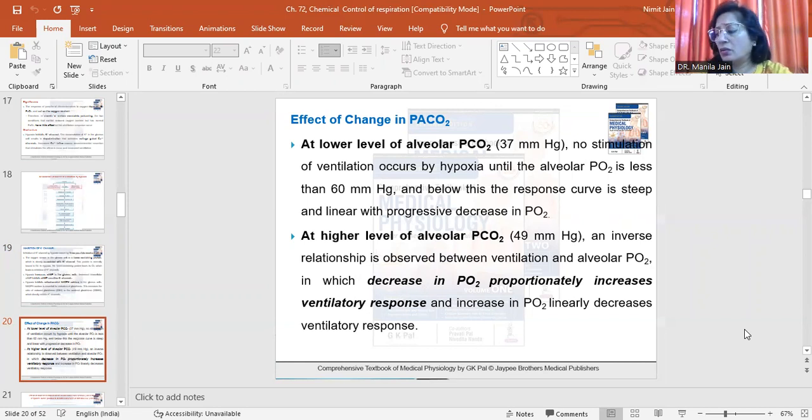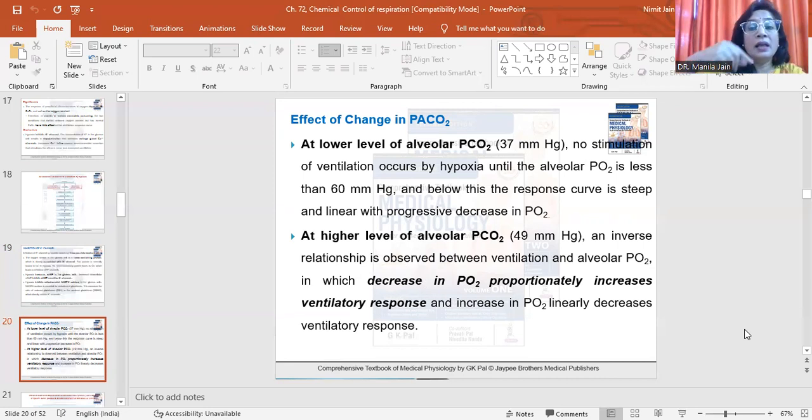No stimulation of ventilation occurs by hypoxia until the alveolar PO2 is less than 60 millimeter of mercury. So this is a very important point, children. This you have to remember. And below this, the response curve is steep and linear with progressive decrease in the PO2.